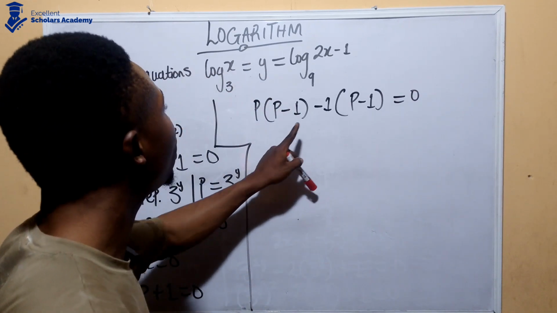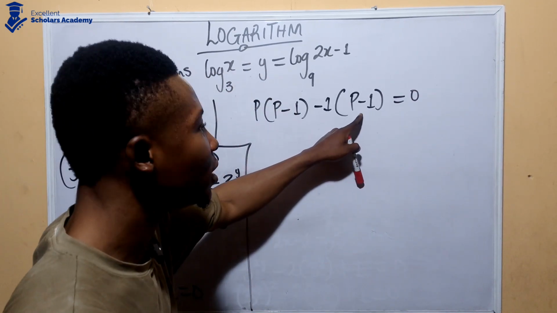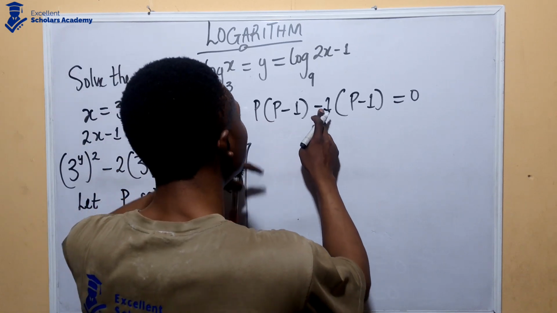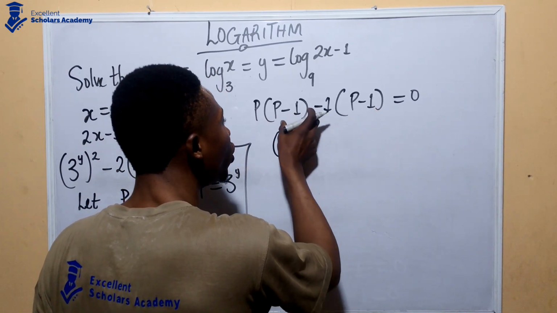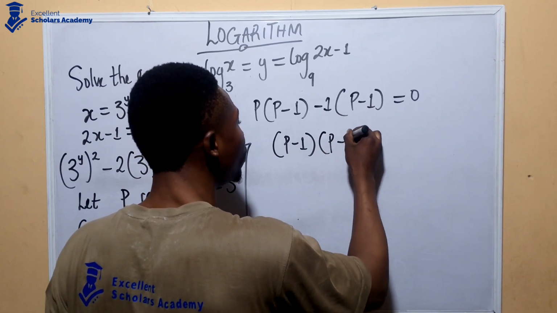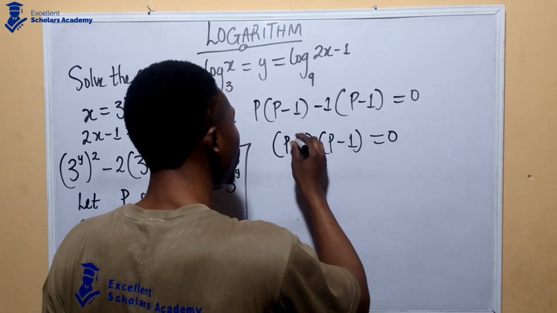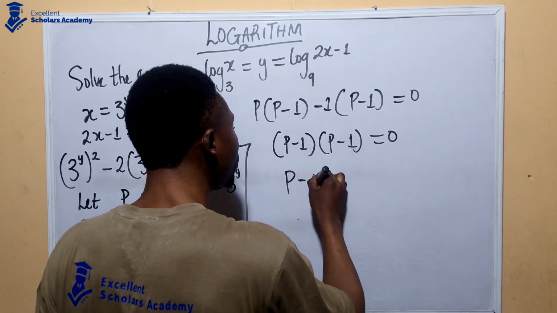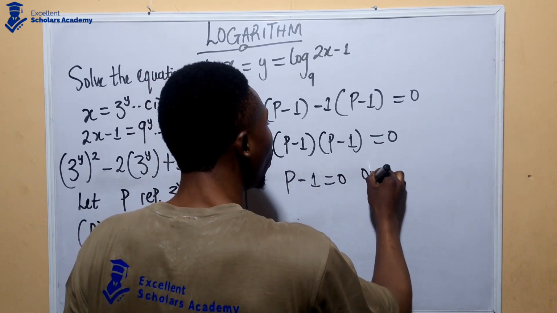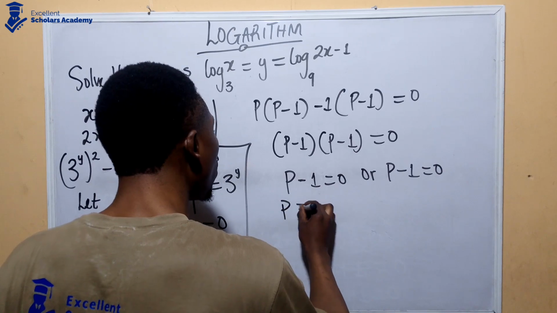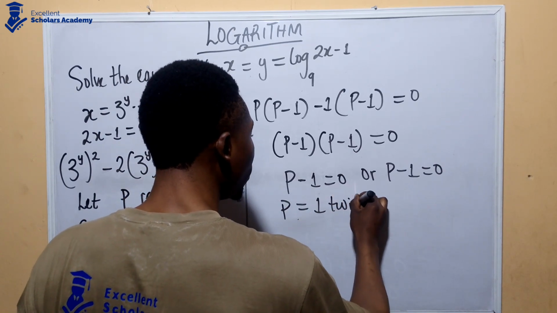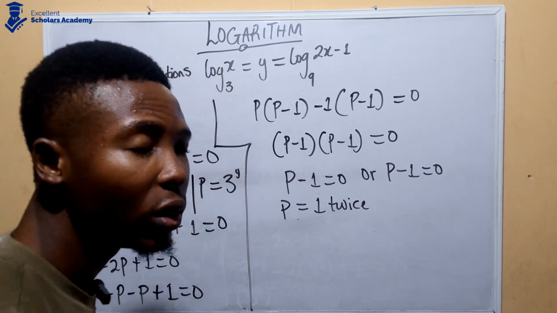Now, if you notice, the bracket and the bracket here is the same thing, and so you just take one of them out because they are common. That will be p minus 1, and the other factor is p minus 1, equal to 0. So p minus 1 is equal to 0, or p minus 1 is equal to 0. It simply means that p is going to be equal to 1 twice.